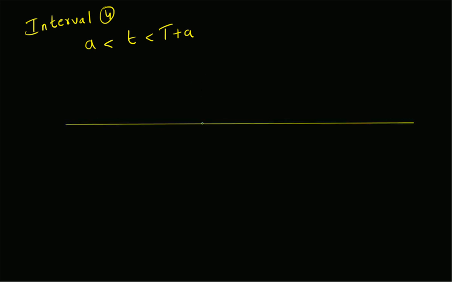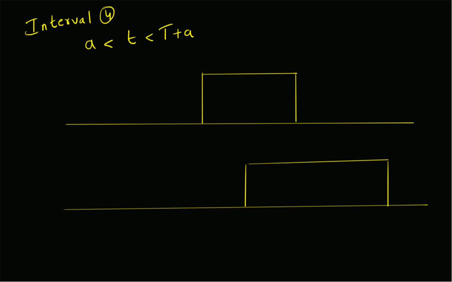So in interval 4, the value of time is between a and T plus a. That is, t is greater than a but less than T plus a. So in this case, the signals will have the following structure. So this is 0, that is T, this is t minus a, that is t, and this is our x of tau, this is our h of t minus tau.